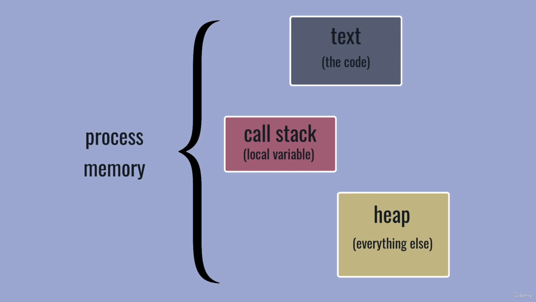Alright guys, in the previous course we learned that each process uses a portion of its memory for a stack, for a heap, and for a text section. The stack is used to store the local variables of the particular process, the text section is used to store the code itself, which are the binary instructions, and the heap stores everything else.